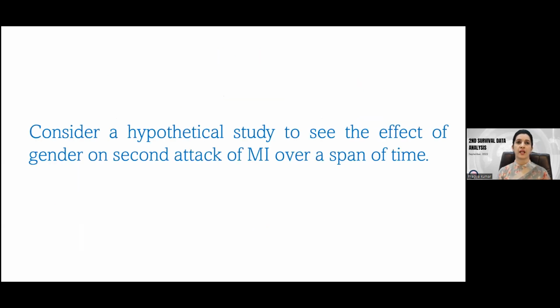Now consider a hypothetical study where I want to see the effect of gender on the second heart attack, or MI, because we have been doing the life table analysis and the Kaplan-Meier analysis on this data set only, where the event which we have described is the second attack of the MI, and the inclusion criterion is all those individuals who had the first attack of MI. We have taken those individuals.